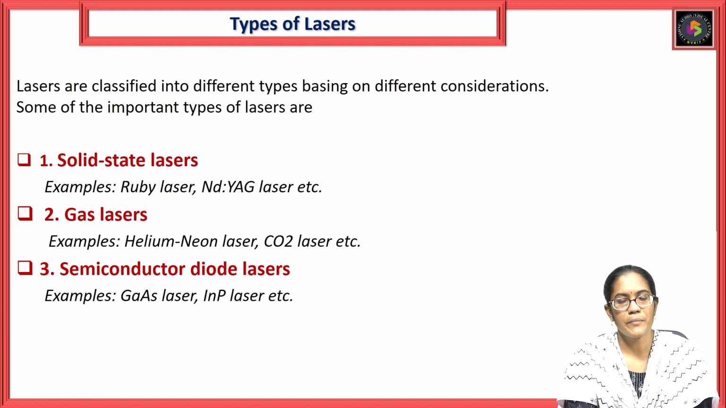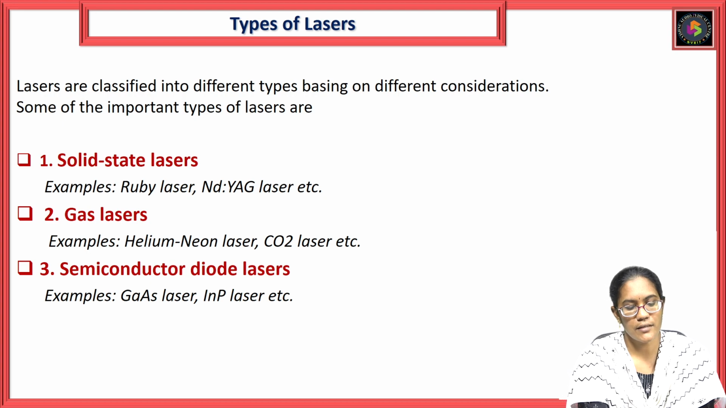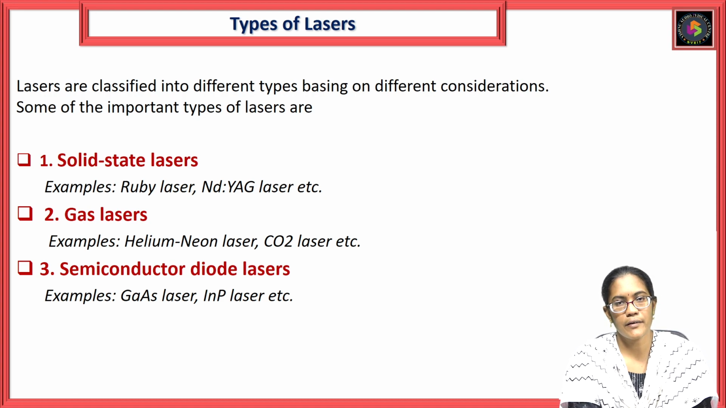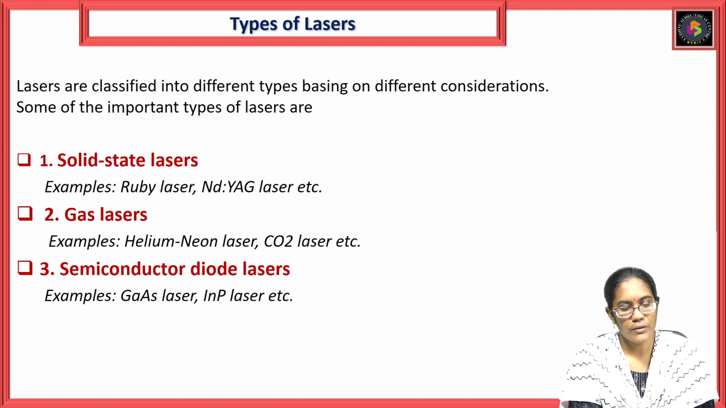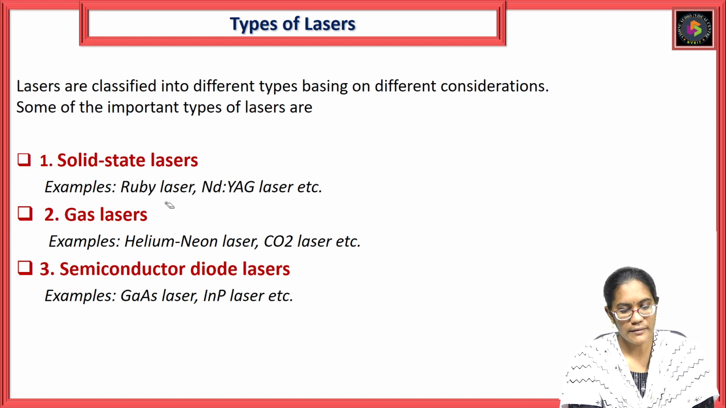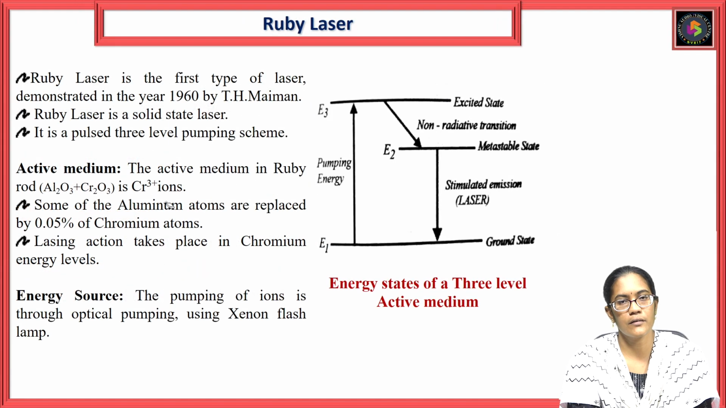The third one is semiconductor diode lasers. Examples are the gallium arsenide laser and the indium phosphide laser. So these are the different types of lasers. Today I will explain about the solid state lasers. The example for the solid state laser is the Ruby laser, and I will explain its construction, working and applications.